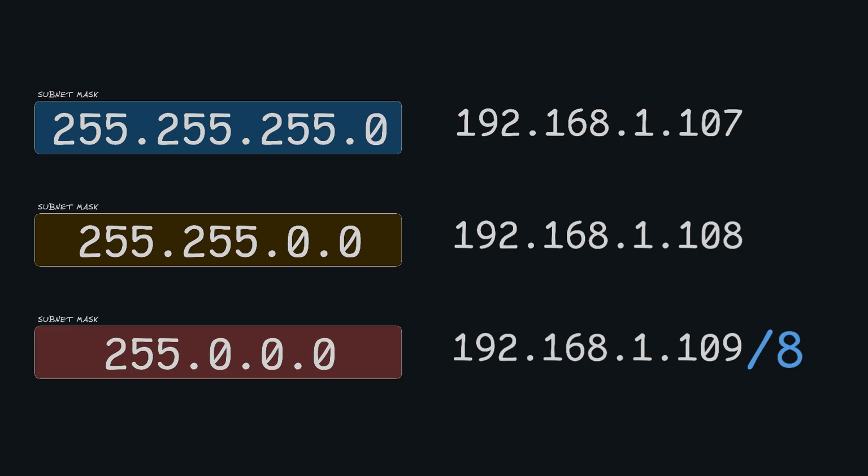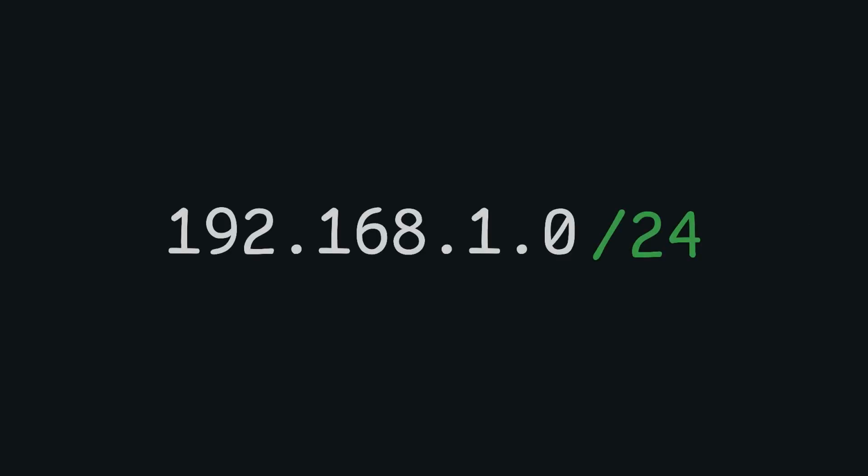If you look at the table on screen, you can see how straightforward it is. 8 ones give you /8, 16 ones give you /16, 24 ones give you /24. So whenever you see an address like 192.168.1.0/24, just run this in your head. The first 24 bits are for the network, and the remaining 8 bits are for the host. It's way faster to write, easier to read, and it's what you'll run into constantly in the real world.